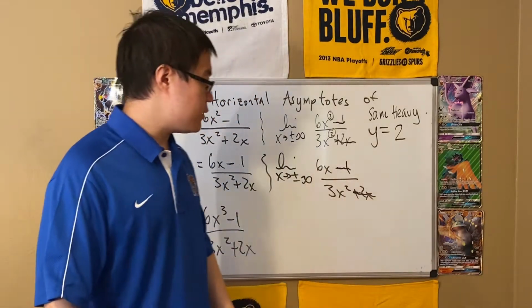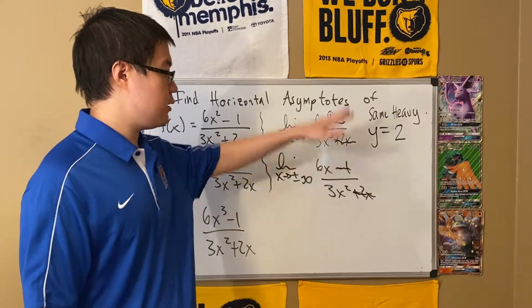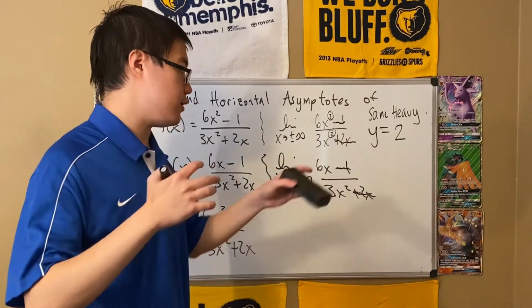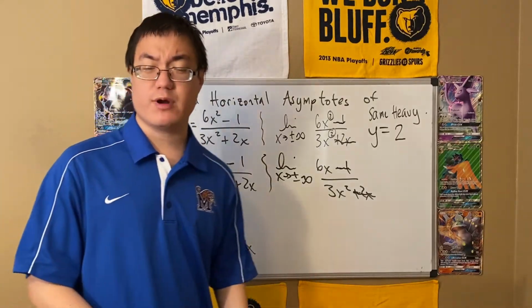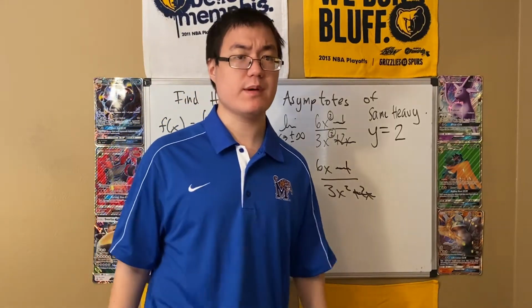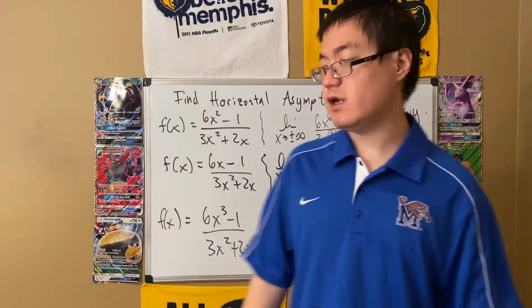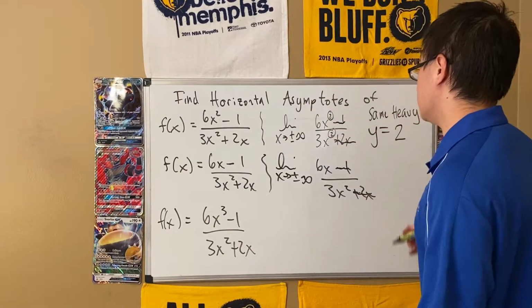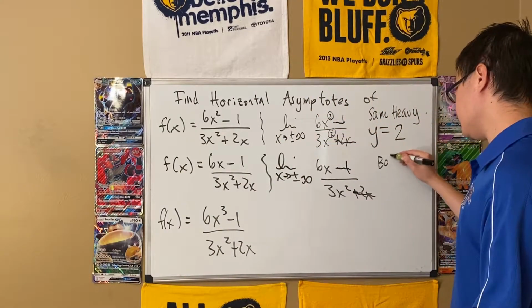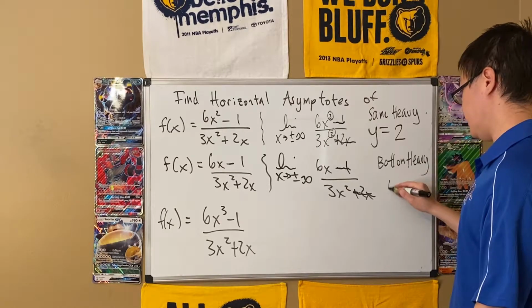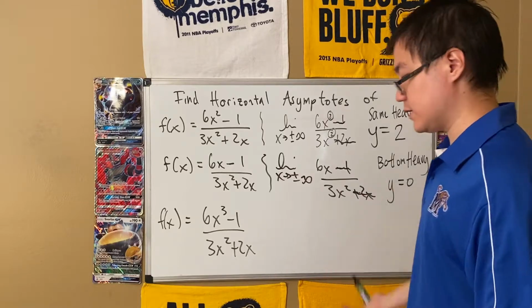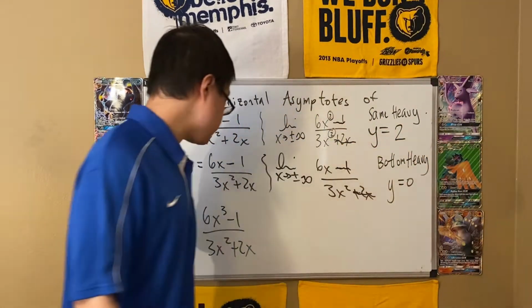What is the comparison of their exponents? Well, this one is 1. The bottom is 2. So that means it's bottom heavy. The bottom dominates this fraction. Bottom heavy is the greatest thing in the world because, as you can remember in our limits involving infinity video, these answers are always 0. So because we have something bottom heavy, that means that the answer is going to be y equals 0. The x-axis is going to be the horizontal asymptote.